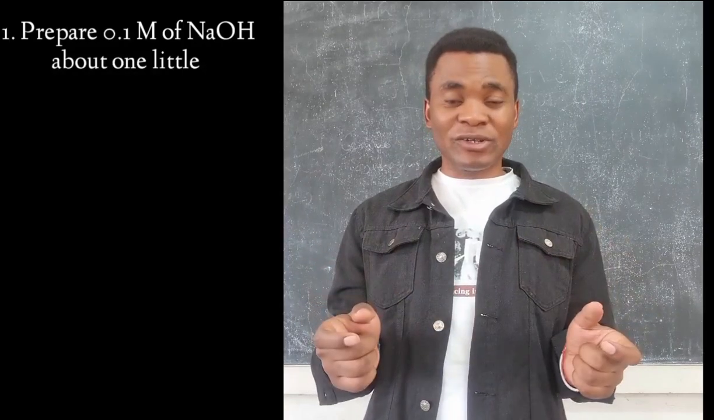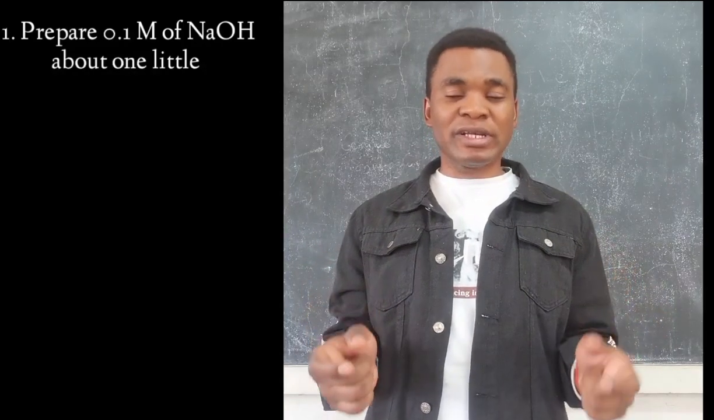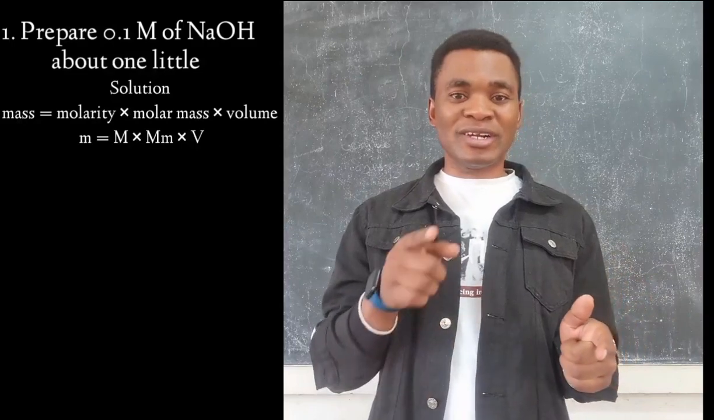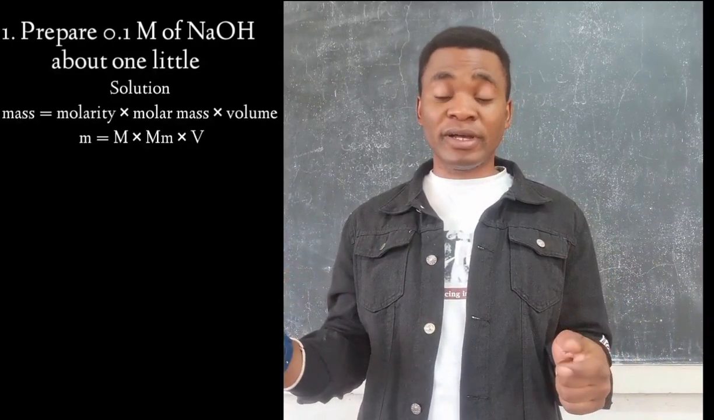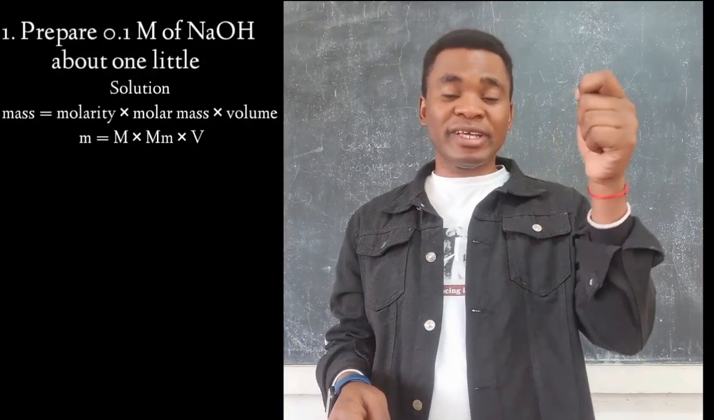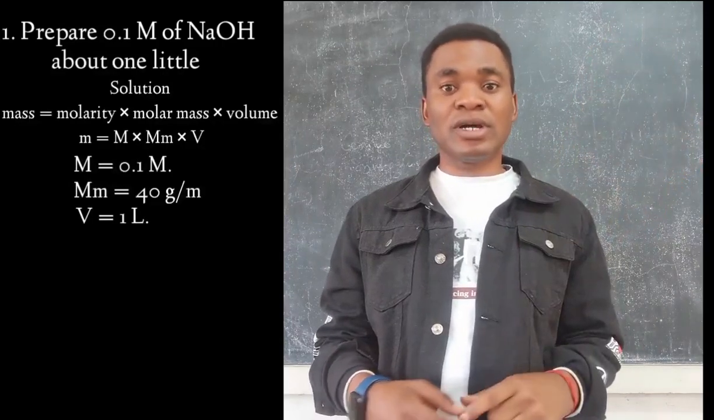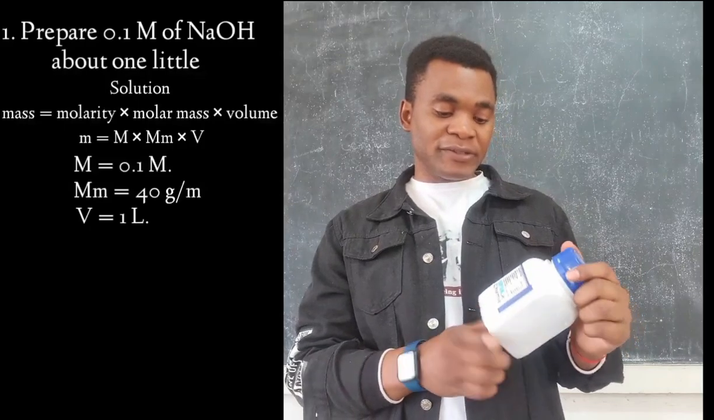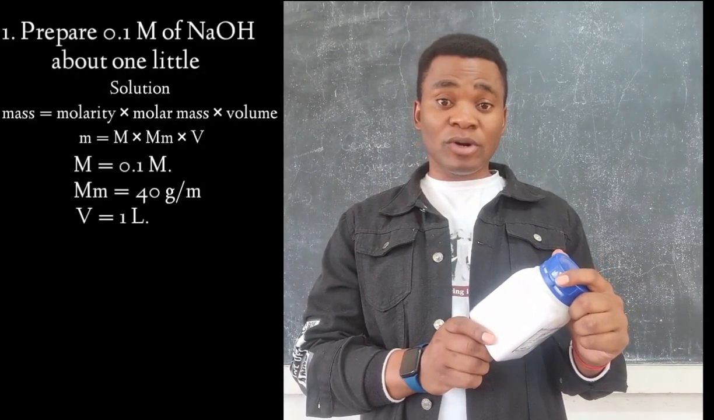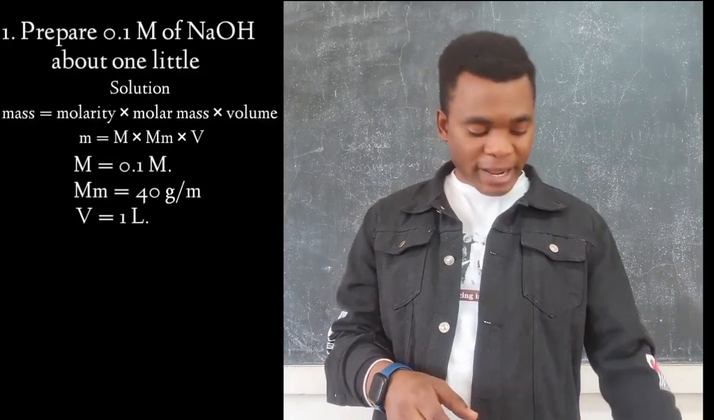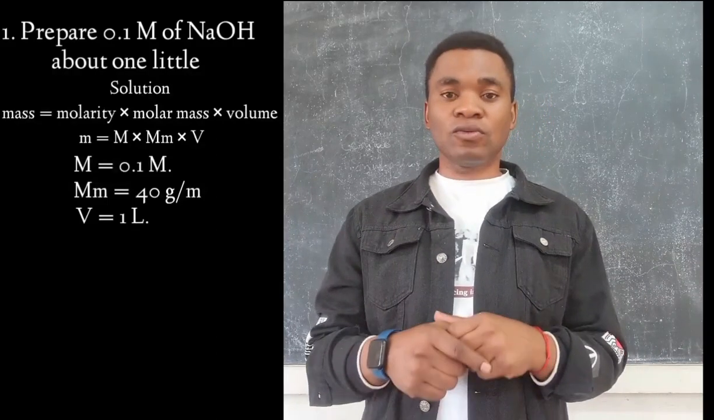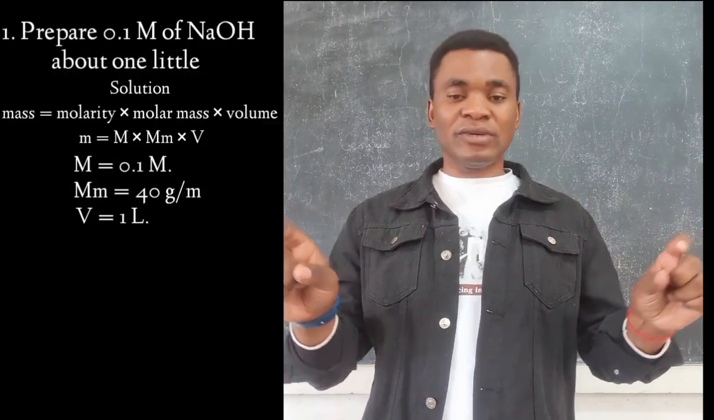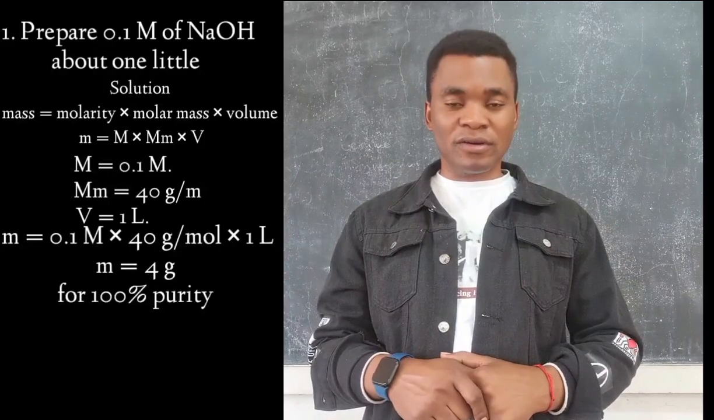After getting those, just use the relationship which says mass is equal to molarity times molar mass times volume required. Molarity has been given there, it is 0.1 moles per decimeter cube, while molar mass, you can read in the container directly here, it is 40 grams per mole. This is the sodium hydroxide, and the volume required is 1 liter. So when we multiply here, we get 4 grams.